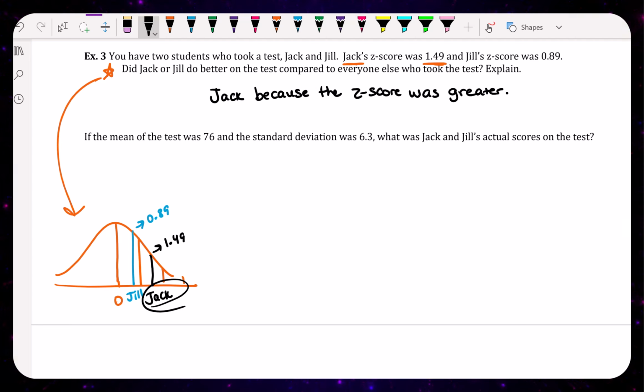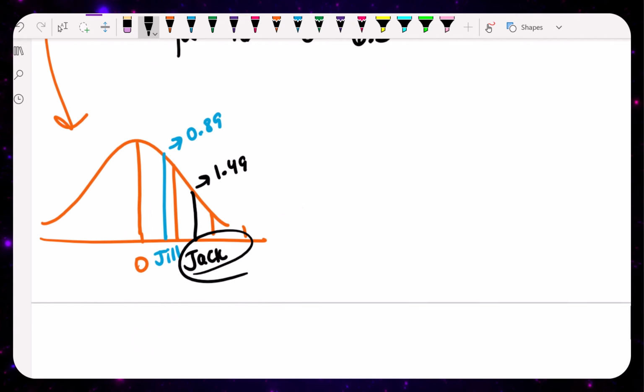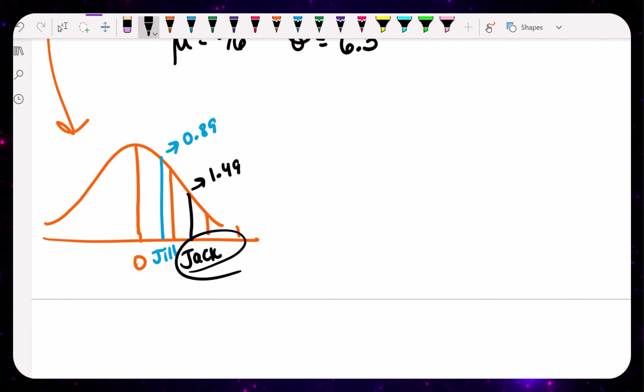Now, this last question right here is really important, okay? Sometimes it doesn't give you the actual value and you have to work backwards, all right? So if it says the mean of the test, let's take some notes. The mean of the test was 76 and the standard deviation was 6.3. Now you got to go backwards and you got to find out what their actual scores were. These are standardized scores. They didn't make 1.49 points or 0.89 points. That's just how far away it is from the mean.